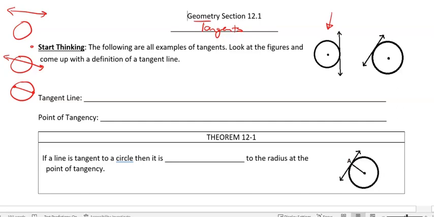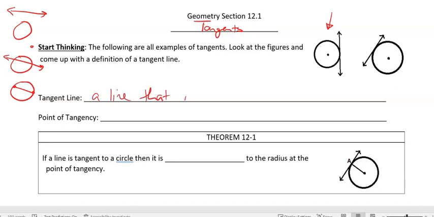A line that does what? It doesn't cut it in half. It's better to talk about what it does do rather than what it doesn't do, because it doesn't do a lot of things. How many times? Fantastic. Okay, a tangent line is a line that intersects a curve exactly once.